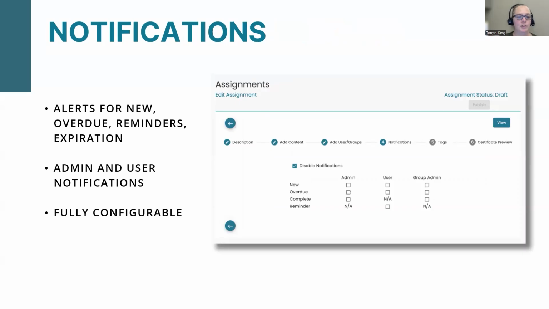We do have a spot for notifications. As you can see on this one, it is disabled, but you can enable any that work for your specific company. You can do alerts for new, overdue, reminders, expirations, which means they can get a notification when they first get it, when it goes overdue, or it can give reminders just before it goes overdue. The admin and the user can get notifications. If the admin or a group admin would like to know when something was completed or assigned, they can get those notifications, and it's fully configurable.